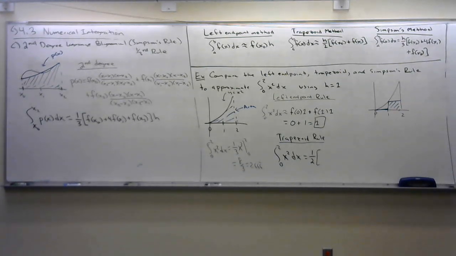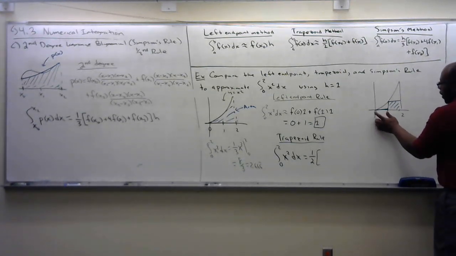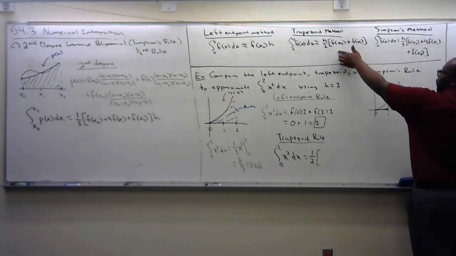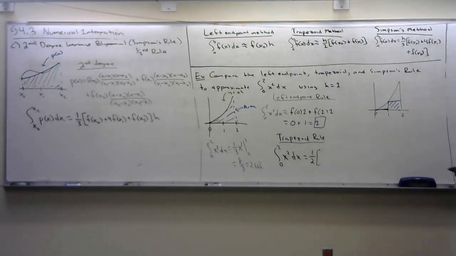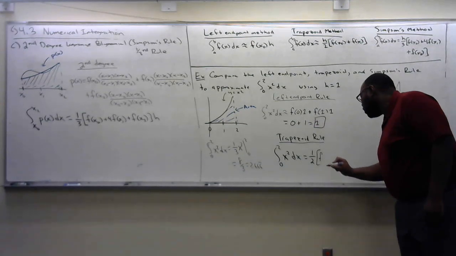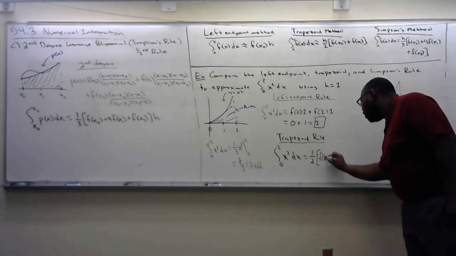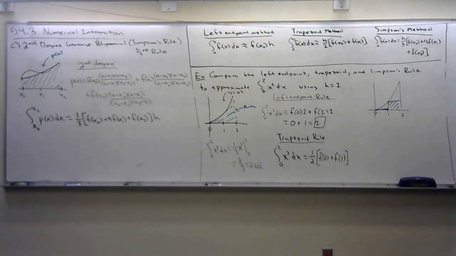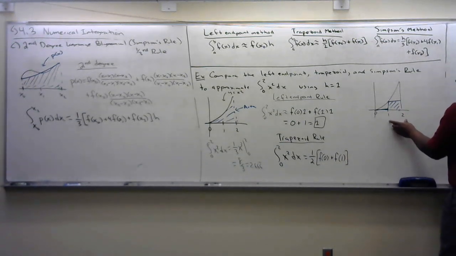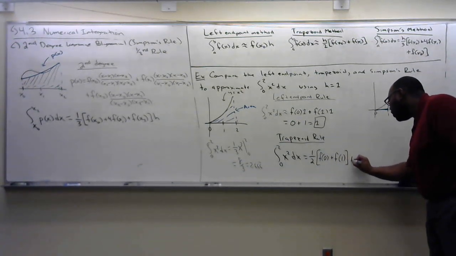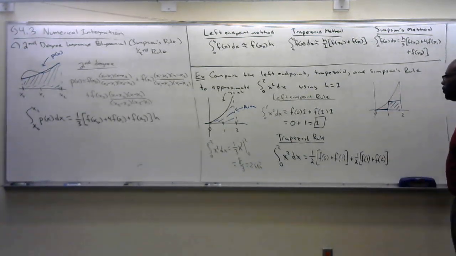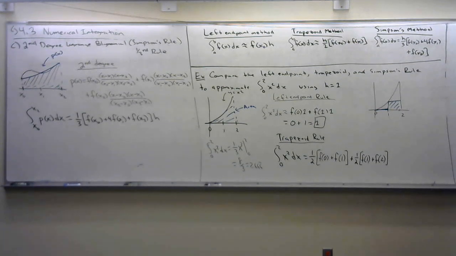Here, we have to break this up again, because we have to choose a left endpoint and a right endpoint for each one of my intervals. That's how this works. So here I have f of x0, so f of 0, plus f of 1. That takes care of my first interval, and then I need to do another one, so I have another plus 1 half f of 1 plus f of 2. Okay, so that takes care of that.